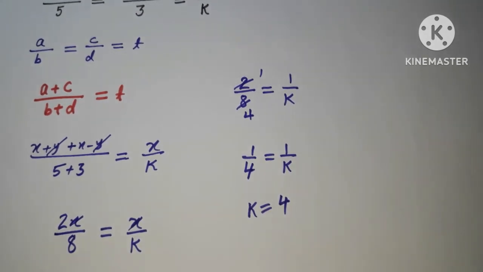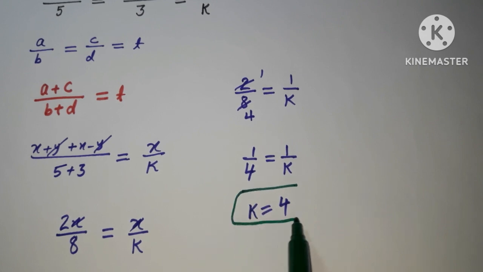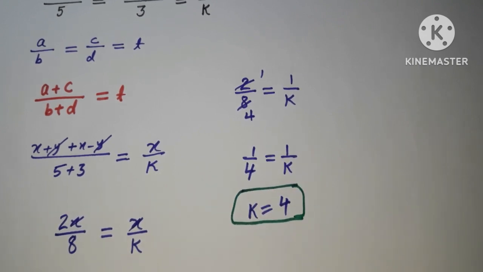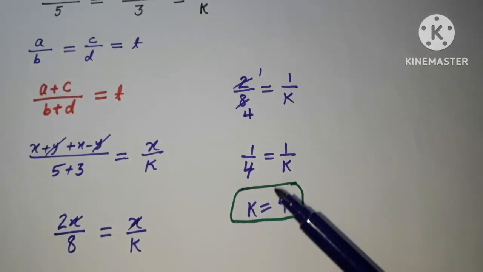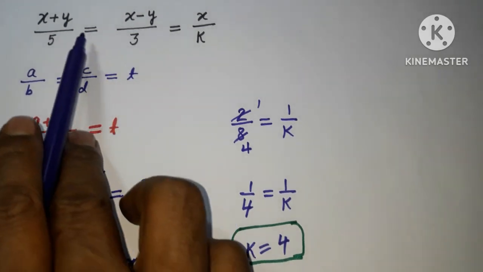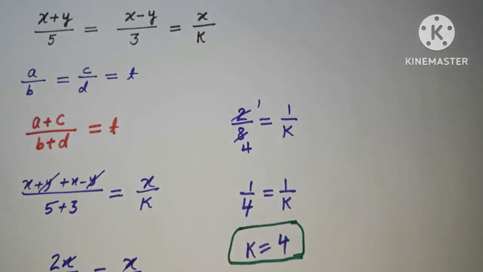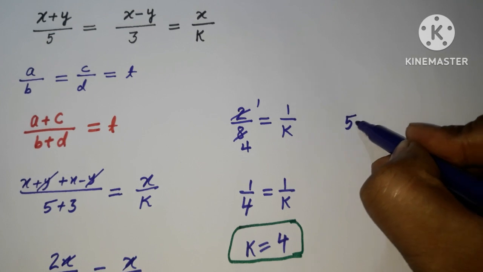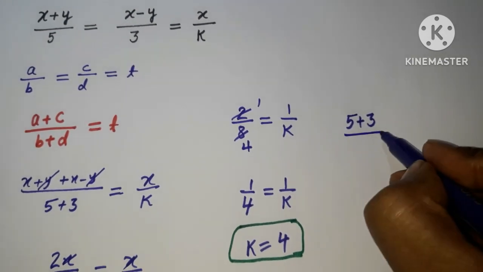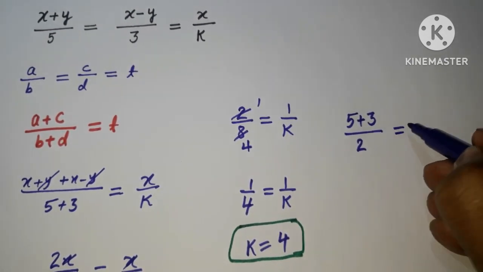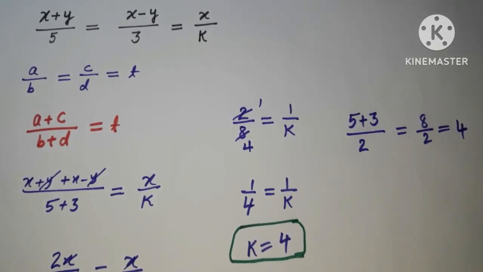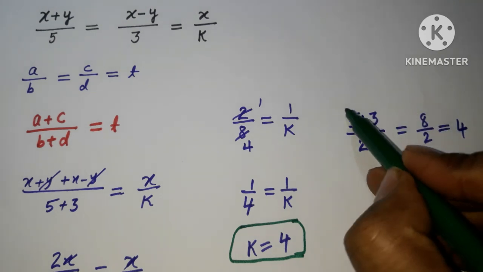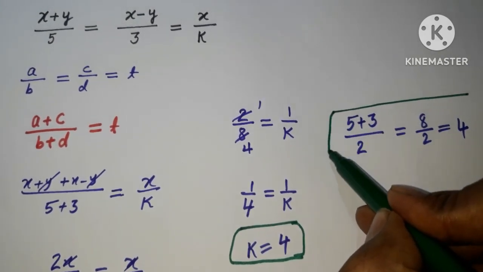So this is our solution: k is equal to 4. And we have a shortcut trick: if such a thing is given, (x + y)/5 = (x - y)/3 = x/k, you simply add the denominators. We can simply add the denominators 5 + 3 and divide by 2, so 8 divided by 2 gives us 4. So we have a direct solution for this kind of ratios. It is a very good property of ratio.